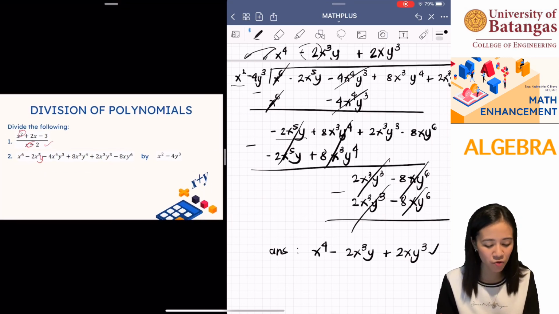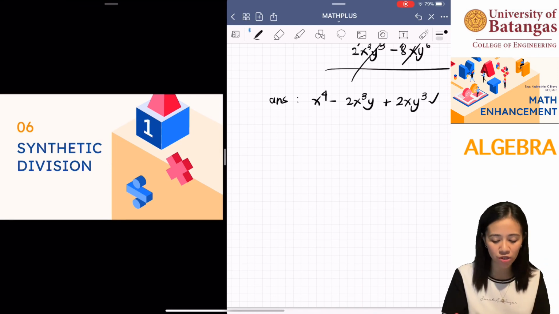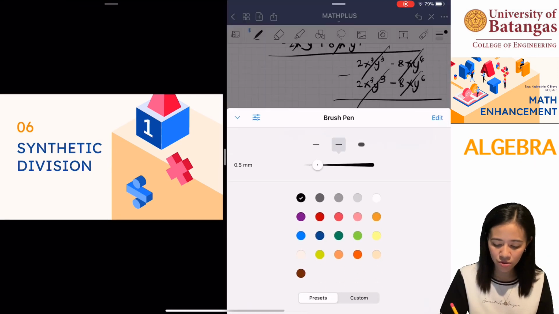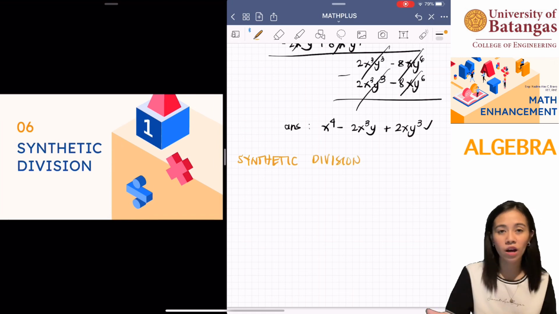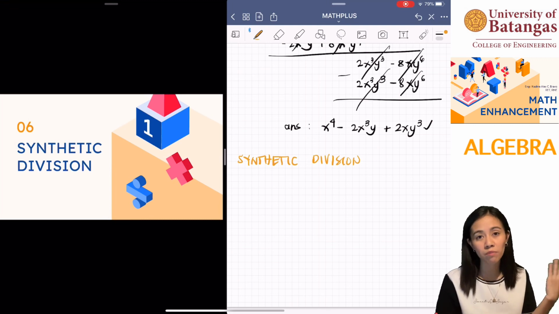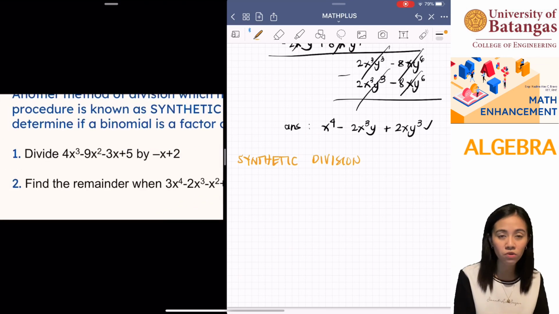Next, let's move forward to the last section of this chapter on polynomials, and that is synthetic division. Synthetic division is a shorter way to get the quotient between polynomials. In this case, you have a polynomial, but most likely you have a binomial in the first degree for the divisor. Doon natin ginagamit sa synthetic division.